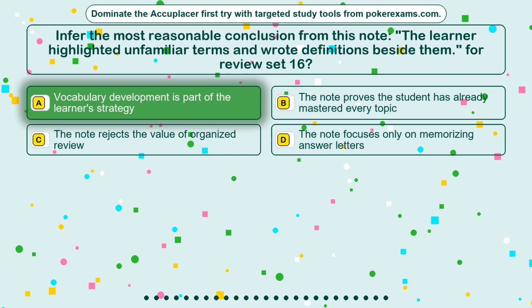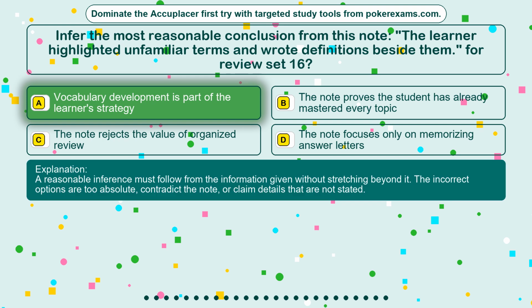The correct answer is option A. Vocabulary development is part of the learner's strategy. A reasonable inference must follow from the information given without stretching beyond it. The incorrect options are too absolute, contradict the note, or claim details that are not stated.